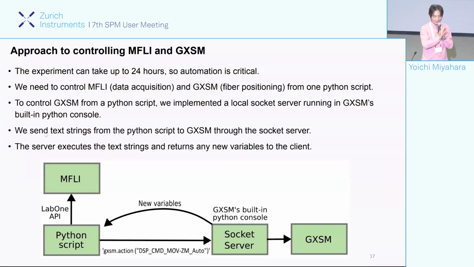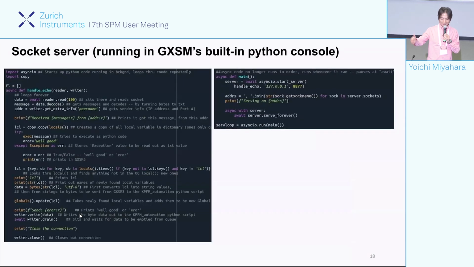So the main Python script can send text strings to GXSM to do, in our case, only one thing: move the fiber. Once the server receives these command strings, it executes the command, in this case moving the fiber. Then, of course, we can control the other functionality of the MFLI in a straightforward manner with the Python API. This is a piece of code running in the GXSM built-in Python console. It's a very small piece of code that we just need to run.